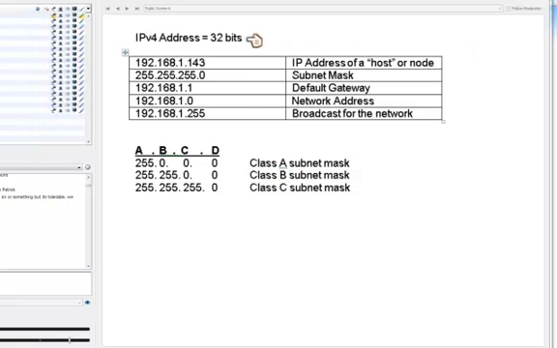So an IPv4 address is 32 bits. There were 4 octets. Each octet has 8 bits. So 8 times 4 is 32. So a typical IP address, what class is this? Can someone tell me what class it is based on the subnet mask? Good, it's a C. Because a C has 3 sets of 255s.